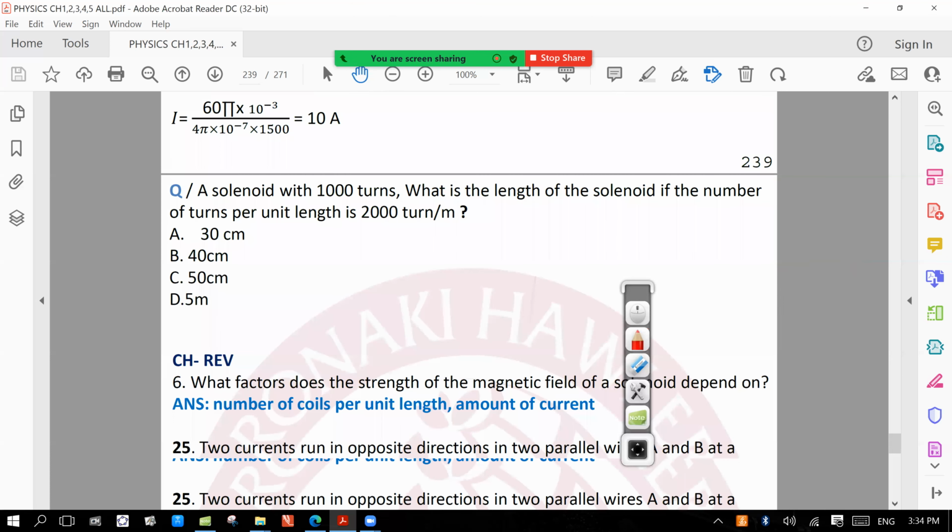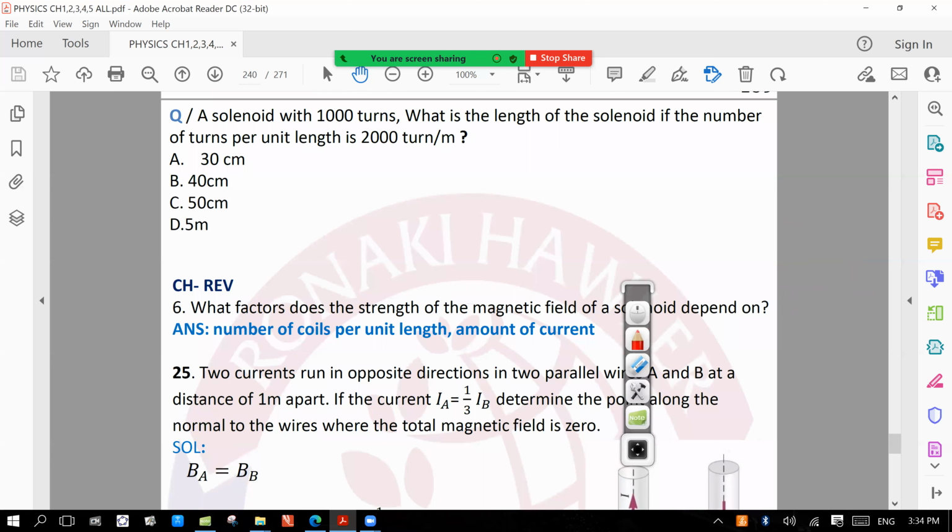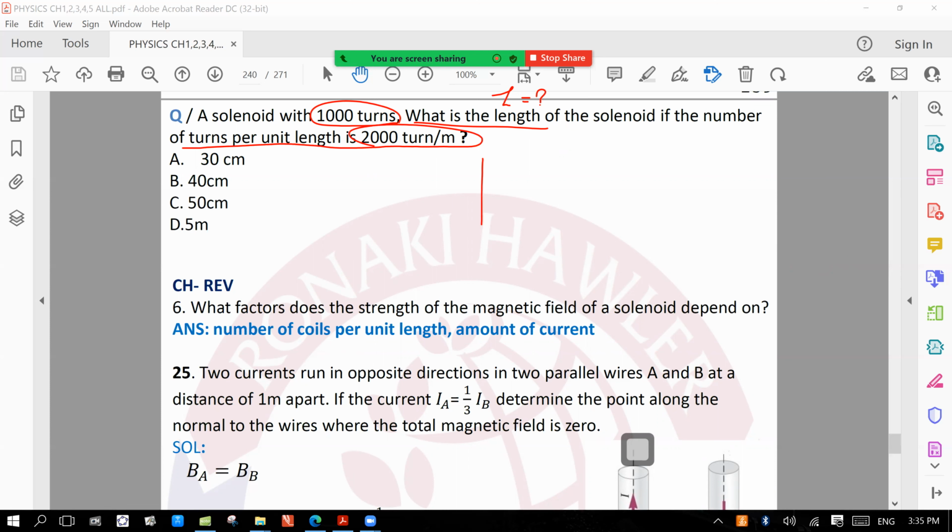Next question we have, it's an auxiliary question, by the way. A solenoid with 1,000 turns, you have 1,000 turns. What is the length? L is unknown in that question. And the solenoid's number of turns per unit length is equal to 2,000 turns. Guys, we can solve this question in two ways. First way and the second way.